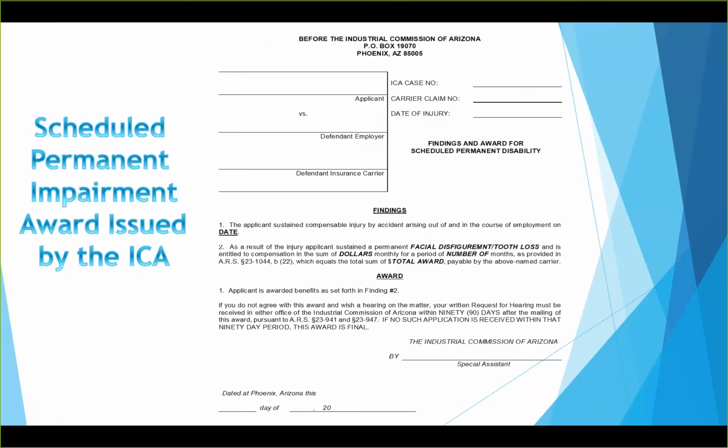And here is what the Commission's permanent impairment, scheduled permanent impairment award will look like. And this is for a facial or loss of teeth. And please note that this award does have a 90-day appeal period, which is exactly the same as the notice of permanent disability or death benefits that is issued by the insurance carrier.